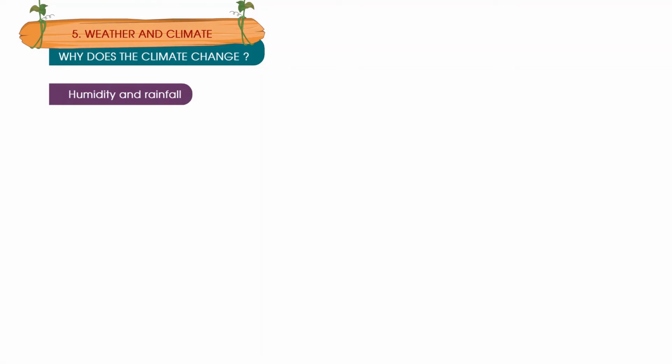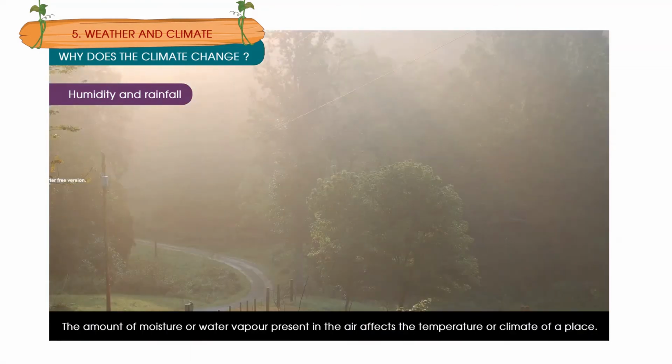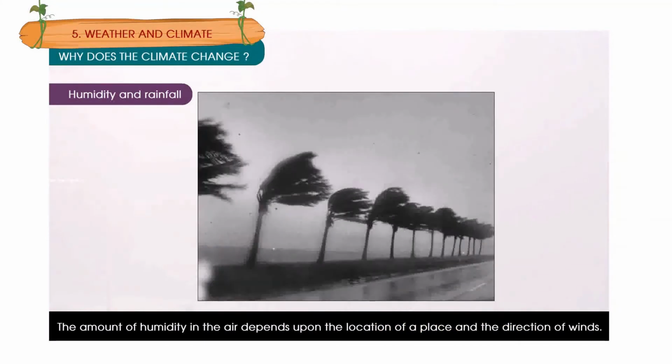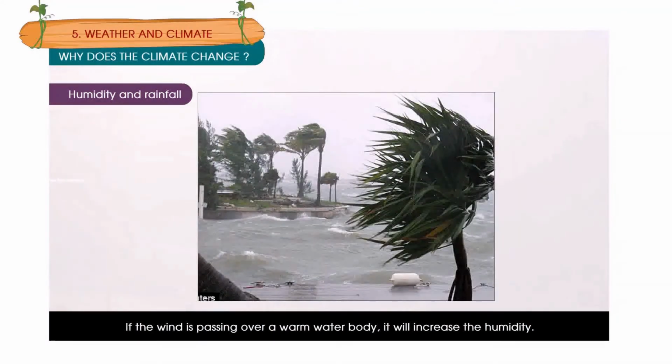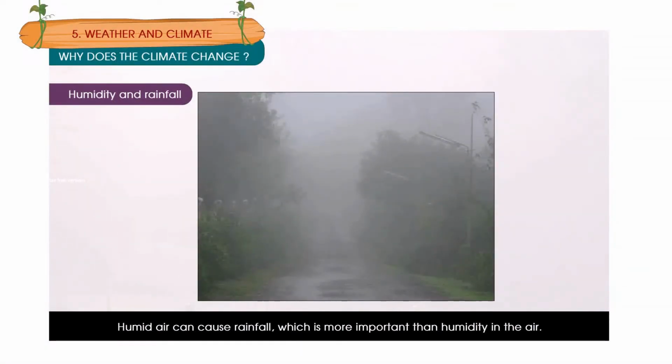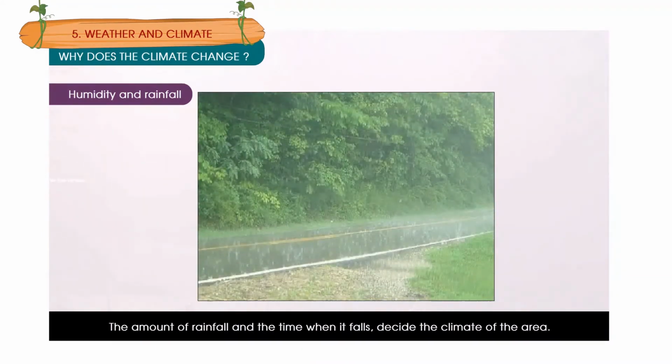Humidity and rainfall. The amount of moisture or water vapor present in the air affects the temperature or climate of a place. Moisture in the air is called humidity. The amount of humidity in the air depends upon the location of a place and the direction of winds. If the wind is passing over a warm water body, it will increase the humidity. Humid air can cause rainfall, which is more important than humidity in the air. The amount of rainfall and the time when it falls decide the climate of the area.